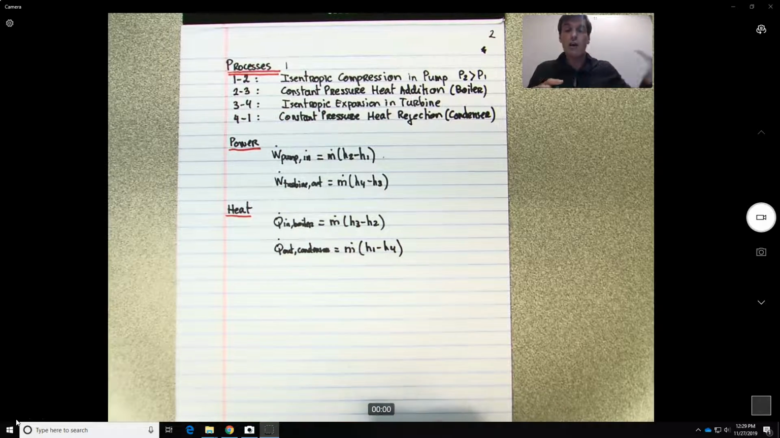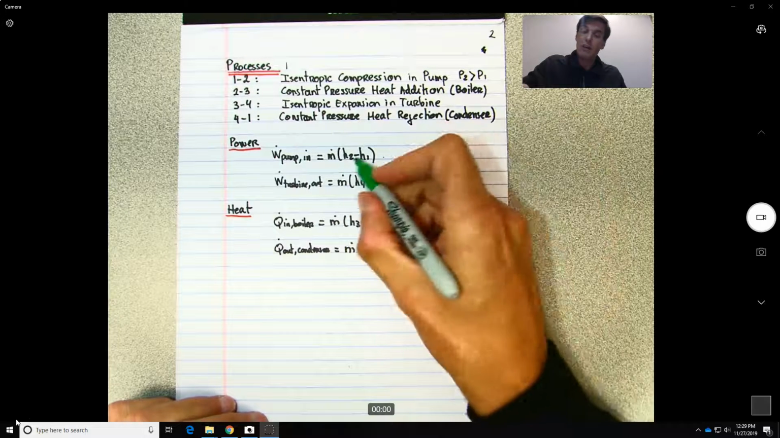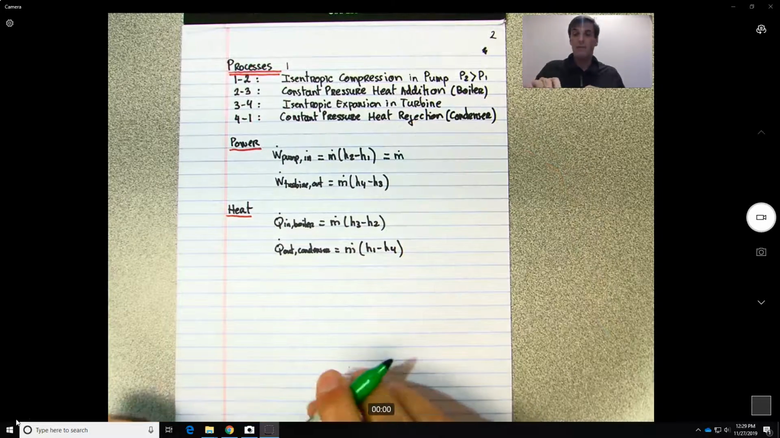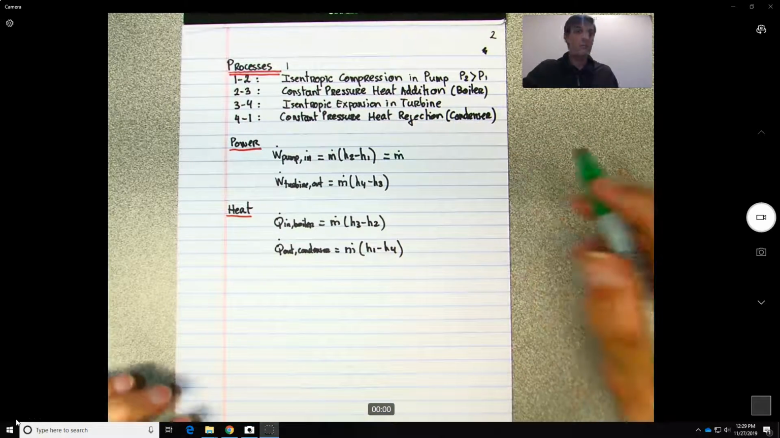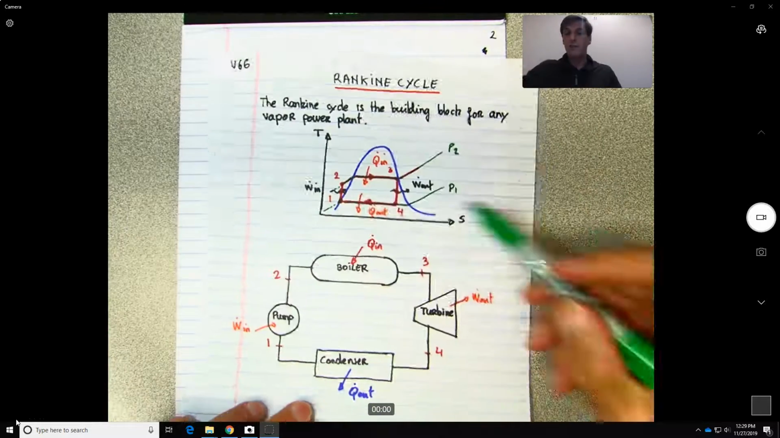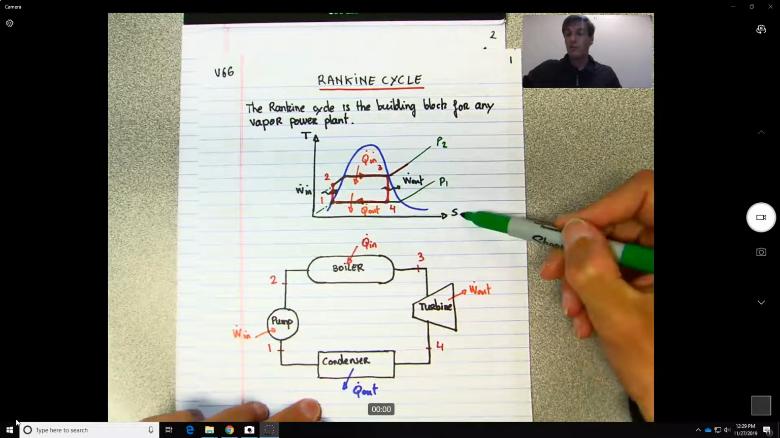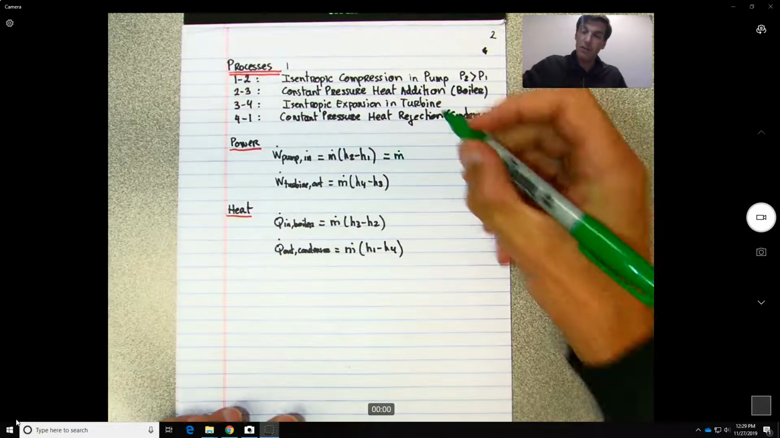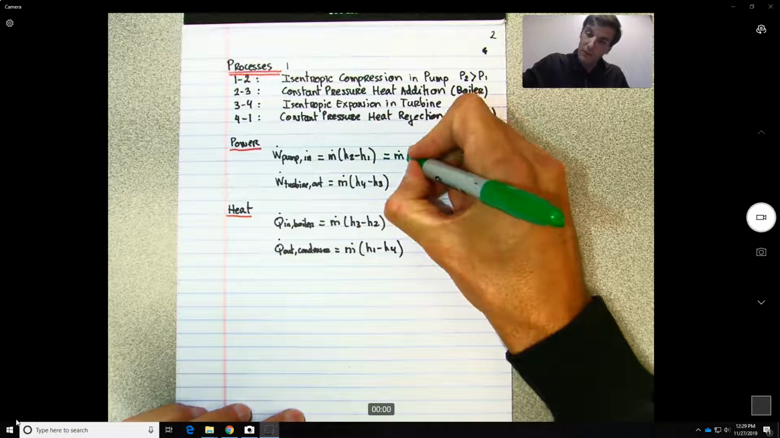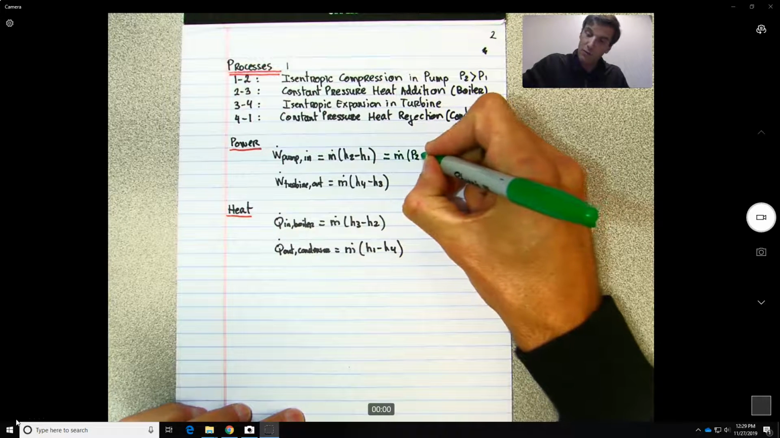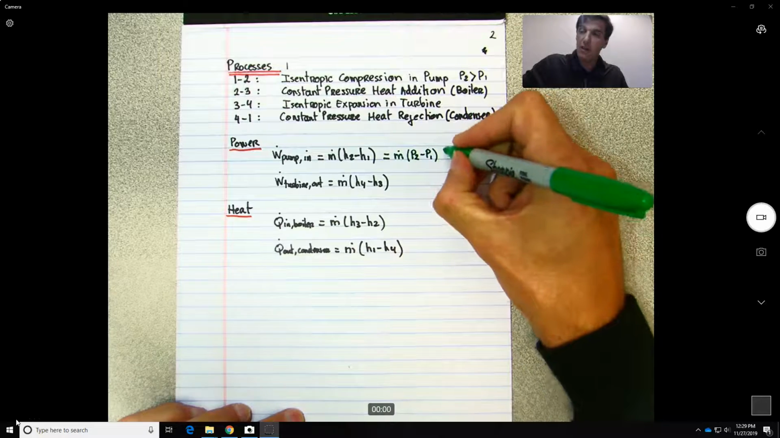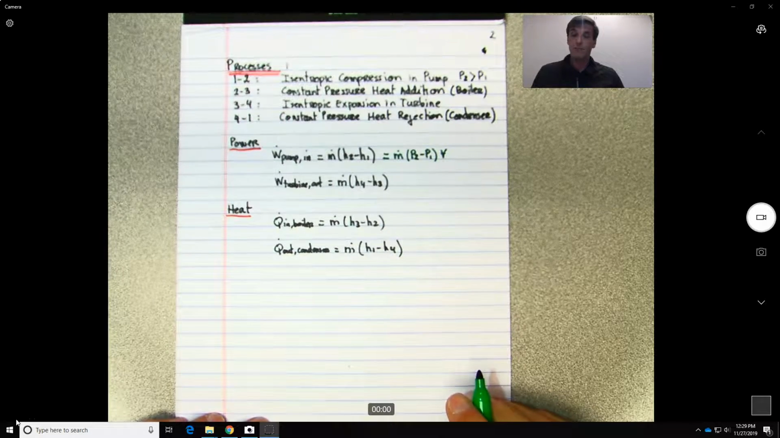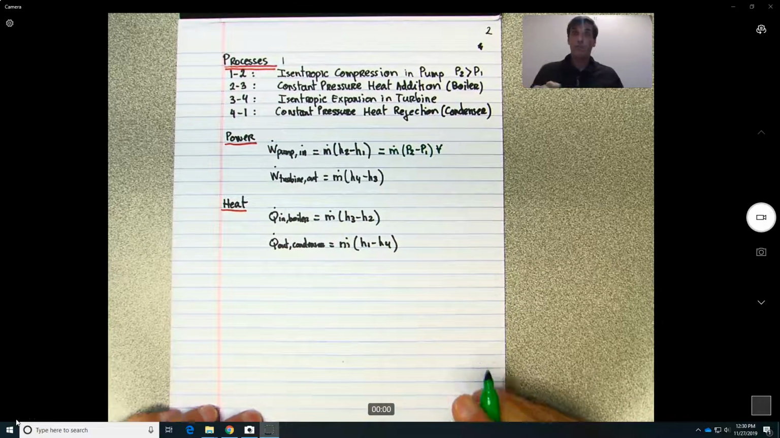Here, the only thing I'm going to add is that in the pump, you can do it with H2 and H1, but sometimes you need to do an approximation. So what happens in the pump? We know that there is a certain increase in pressure, and the volume is almost constant if it is an ideal pump. So this is equal to m(P2 minus P1) times the volume of water going through it. You can also approximate it that way.